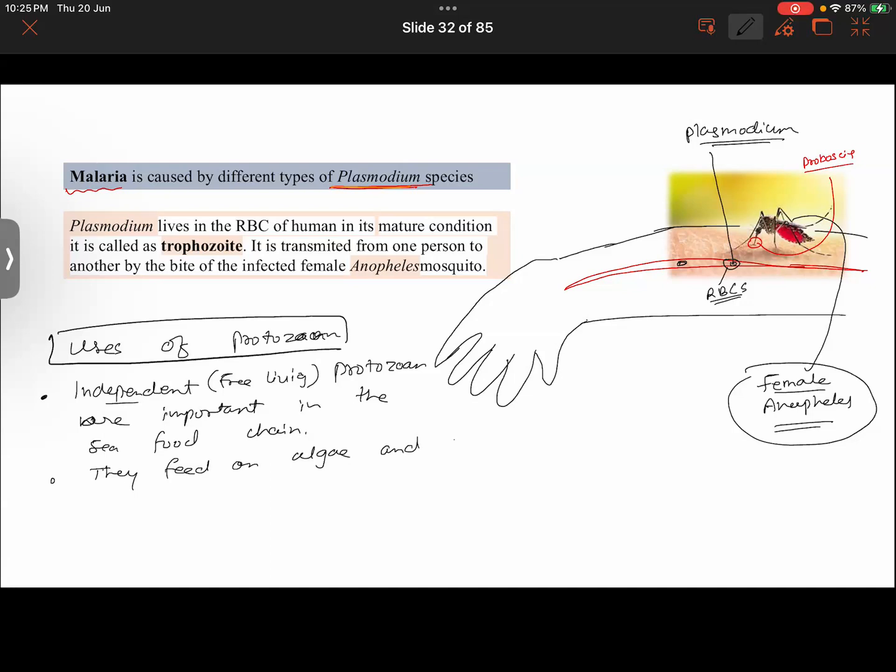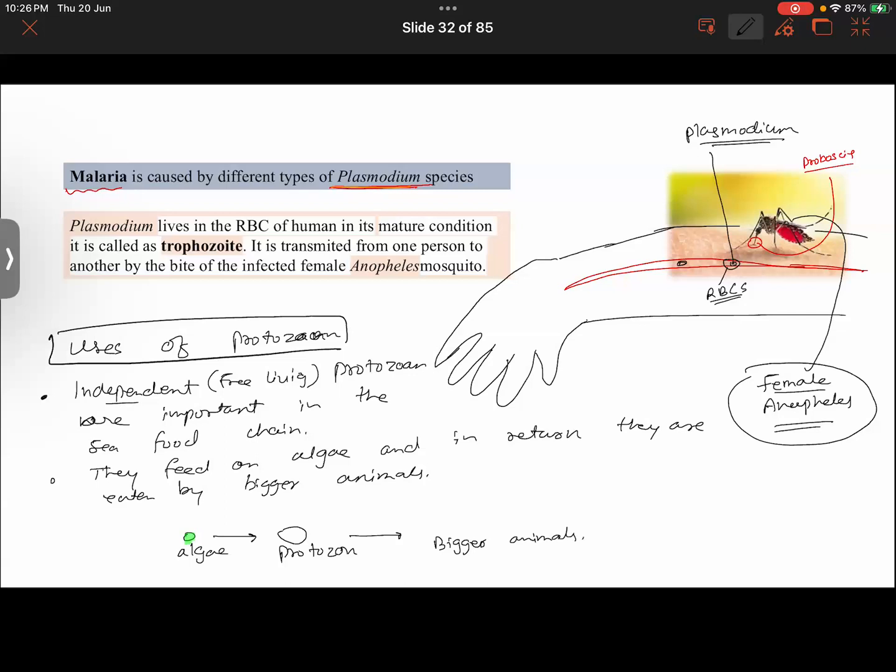So they feed on algae, and in return, they are eaten by bigger animals. So it's kind of a food chain that is going on, right? See that this is a protozoa, right? This is an algae, let us say. So this algae is being eaten by this protozoan. Okay? And this protozoan will be eaten by, let's say, some bigger animals in the water.